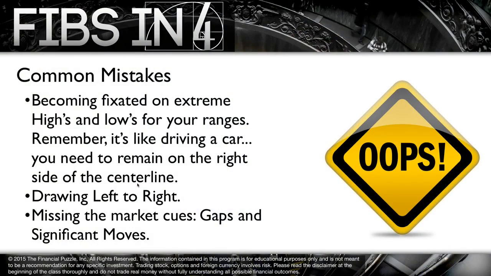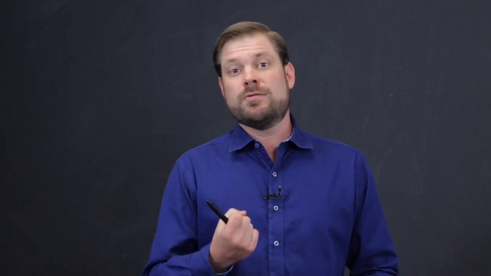Another mistake I see a lot of students make is they start drawing from left to right. I don't know why. I've stressed it. I beg of them to draw right to left. For some reason, maybe it's because of the way we read, I don't know, but they start drawing left to right. And this is going to really set you up for problems in the future. So please remember, when you're drawing your retracements, you need to be working from right to left. You need to be going back in time, all right?